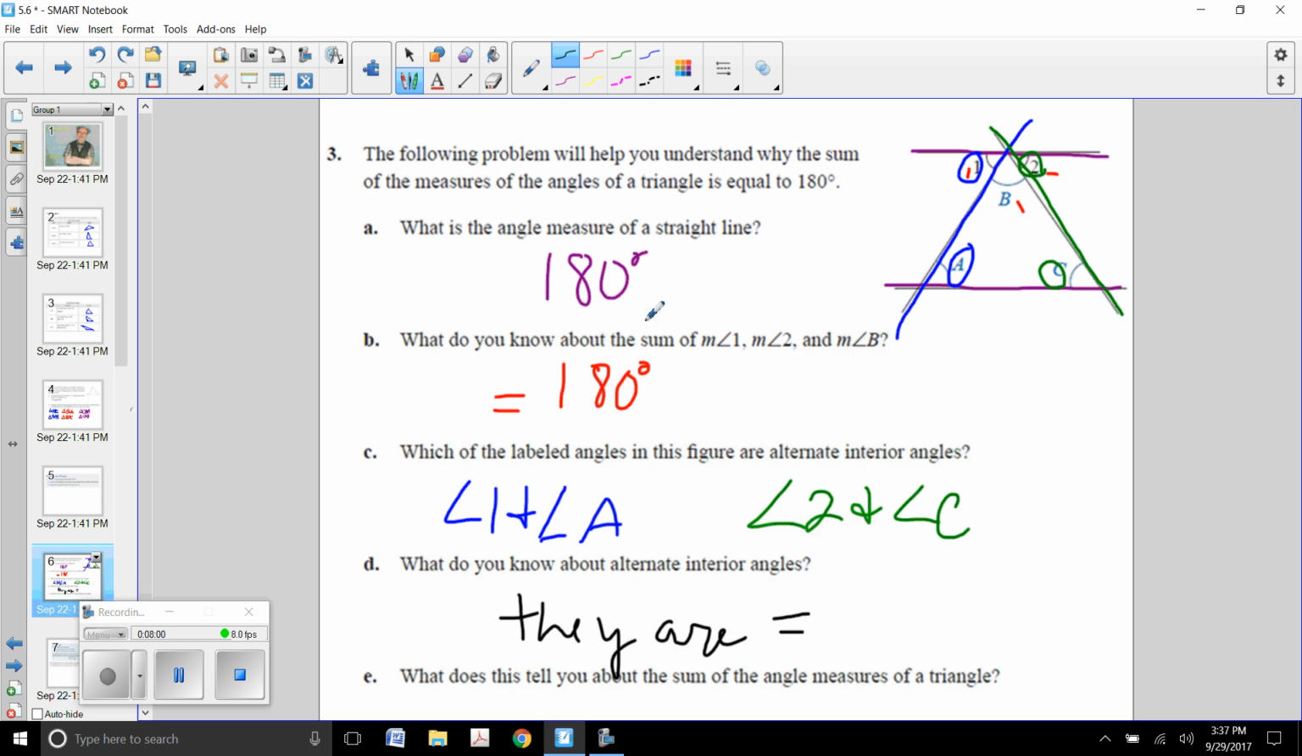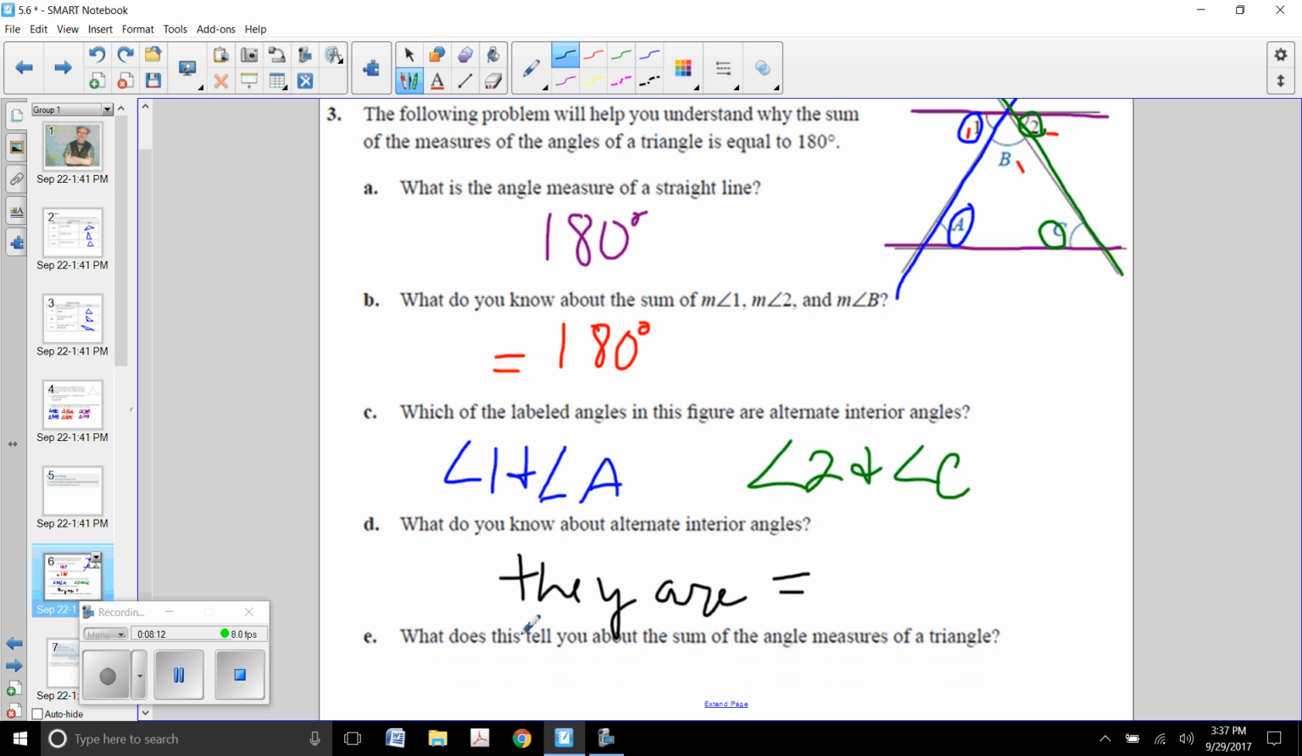So if we know that angle 1 plus angle 2 plus angle B equals 180, and we substitute, since angle 1 is the same measure as A and angle 2 is the same measure as angle C, then we can say that A plus B plus C equals 180 degrees as well. So the sum equals 180. And we proved that with our parallel lines and the definition of alternate interior angles.